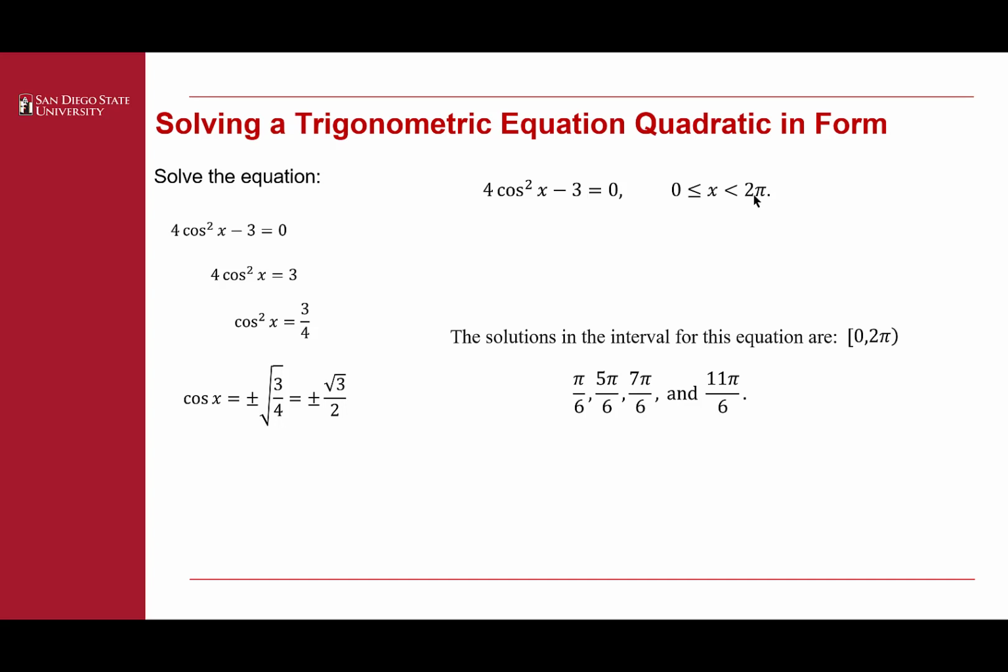And for the given interval of 0 to 2 pi, we get pi over 6, 5 pi over 6, 7 pi over 6, and 11 pi over 6. So we get 4 results again for the given interval. If we didn't have that interval, we would have infinite number of alike solutions.